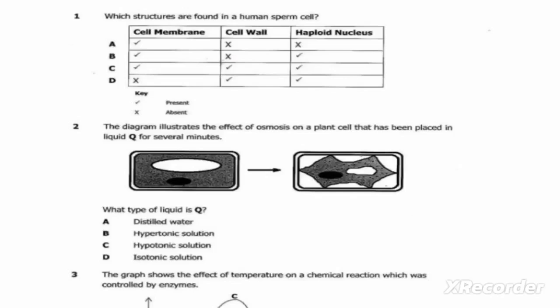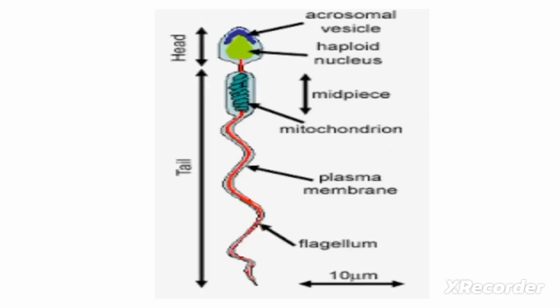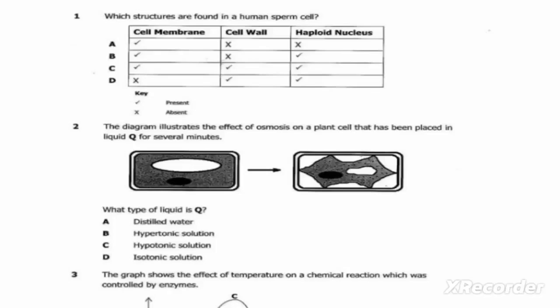The first thing that we need to do is to identify this type of cell. A human sperm cell is an example of an animal cell, so we do not expect it to possess a cell wall. We can see a human sperm cell here. We can see the haploid nucleus, the plasma membrane or cell membrane, and mitochondria. These are some of the parts of the human sperm cell.